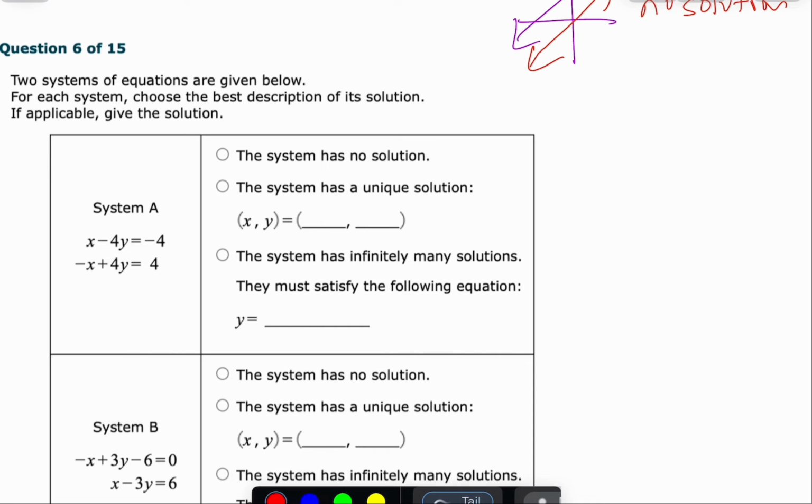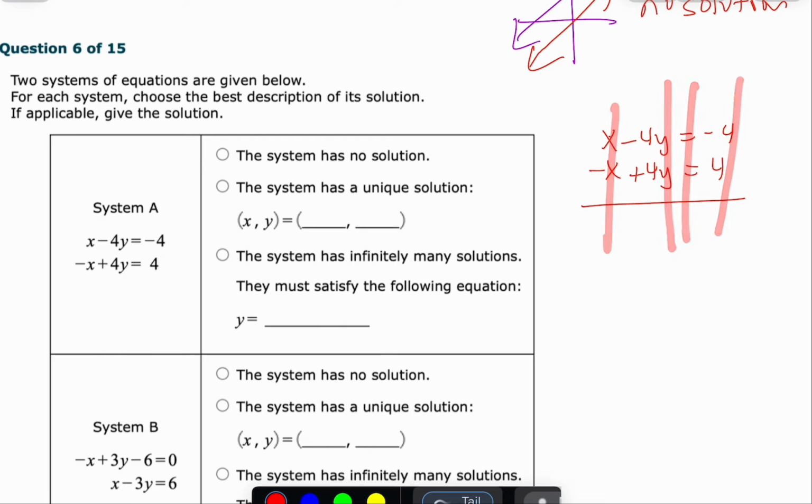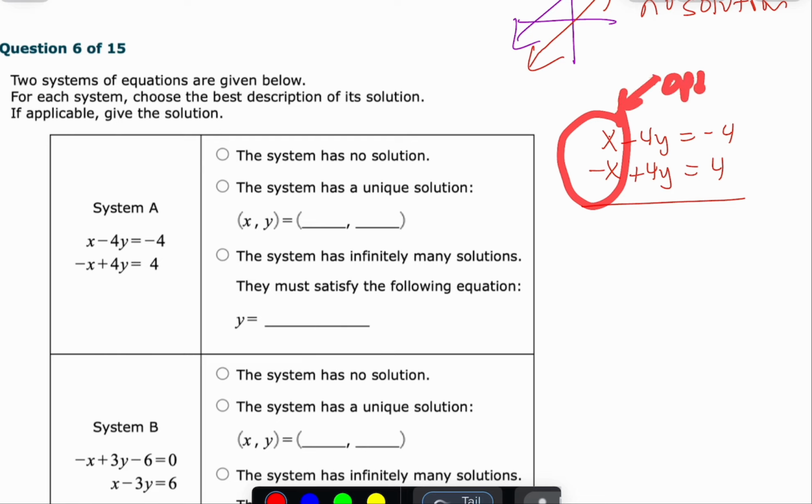Okay, so what do you do? Well, the first thing I would do is look at my system. Let me write them down. You'll notice that we have the x's lined up, the y's lined up, the equal signs, the numbers. That's a really good system to use what's called elimination on. So your goal is to get one set of either x's or y's to be opposites. You'll notice that those are opposites.